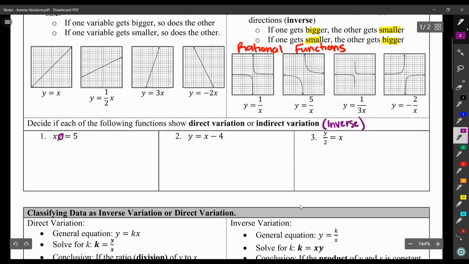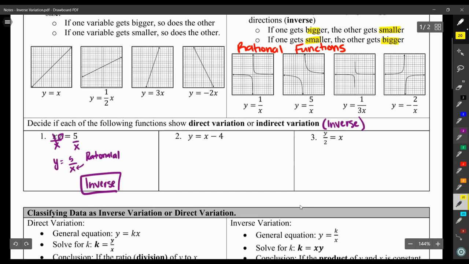So let's look at number 1. If we solve this for y, that means we're going to have to divide out x. So we would end up with y equals 5 over x. Well, since x is in the denominator, this is a rational function, which means this is in fact inverse variation.